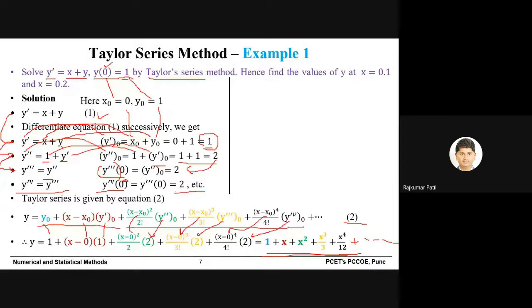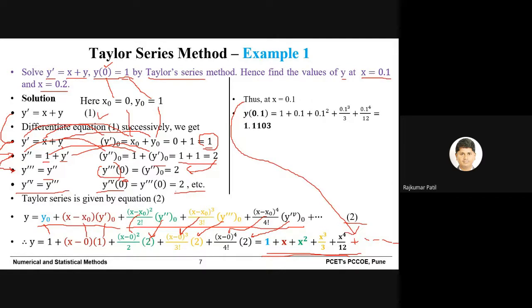Then the last step is to find out the value of y for x is equal to 0.1 and x is equal to 0.2. Thus, we will put x is equal to 0.1 in the equation derived here, and you will get y at 0.1 is 1 plus 0.1 plus 0.1 square plus 0.1 cube upon 3 plus 0.1 raised to 4 upon 12, which is equal to 1.1103.